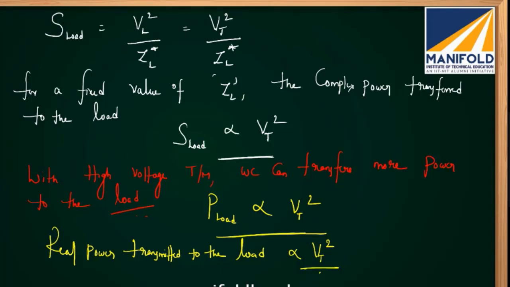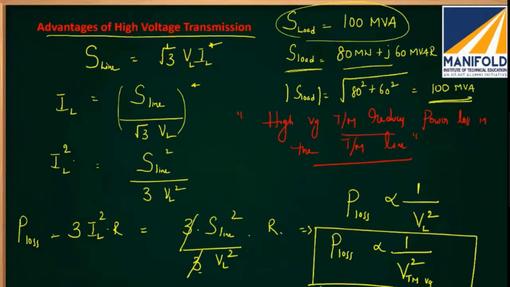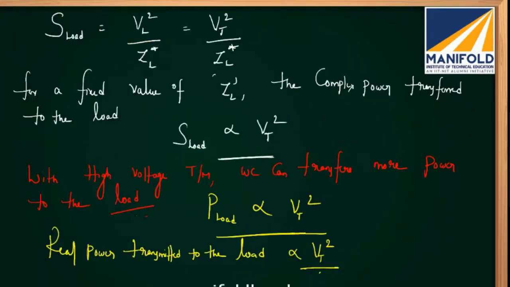Don't get confused between this point and the first point. Here we are speaking about the transmission losses. P loss means transmission losses, which are inversely proportional to transmission voltage square. Whereas here this is the active or real power transferred to the load, which is directly proportional to the square of transmission voltage. So for the same load impedance ZL, if we double the transmission voltage, then we can transfer 4 times more power than the previous case. These are the main advantages of high voltage transmission.